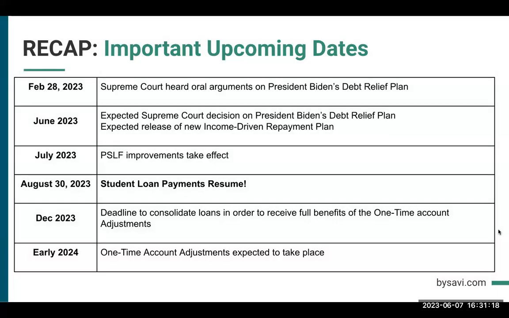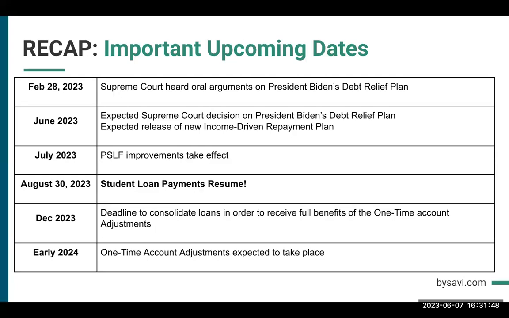All right, I know that was a lot of information. So here's a quick recap of all the important dates you need to know. Back in February, the Supreme Court heard oral arguments on President Biden's one-time debt relief plan. Sometime in June, we're expecting a decision on that plan to know whether or not it can continue. We're also expecting the new income-driven repayment plan to be released sometime soon this month. In July, those permanent PSLF improvements will take effect.